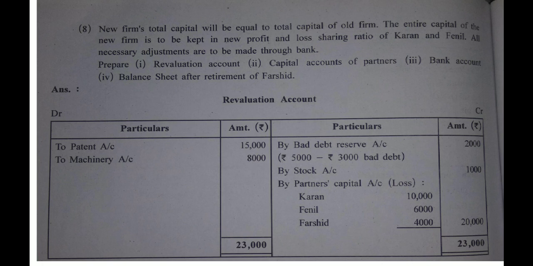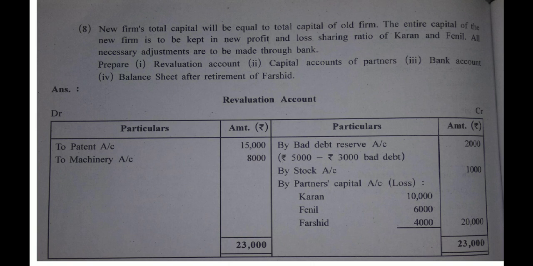So 60,000 is for 4 years. Once you divide 60,000 by 4, the answer will be 15,000. So what is the amount paid for the current year? 15,000, of course. So the first effect, on the debit side, to patent account 15,000.